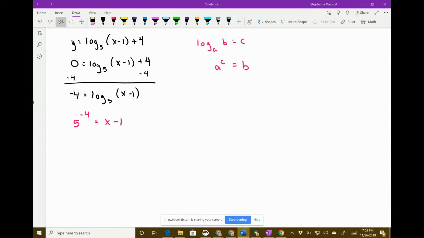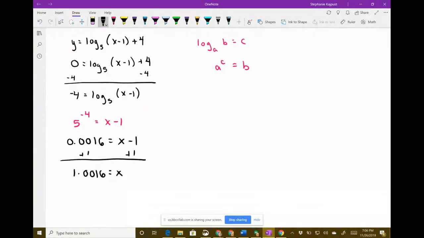So I'm going to just do 5 to the negative 4th in my calculator. And that gives me 0.0016 equals x minus 1. So now I'm just solving for x, so I need to add 1 to both sides. So that gives me 1.0016 equals x. And that's how you solve to get the x-intercept.